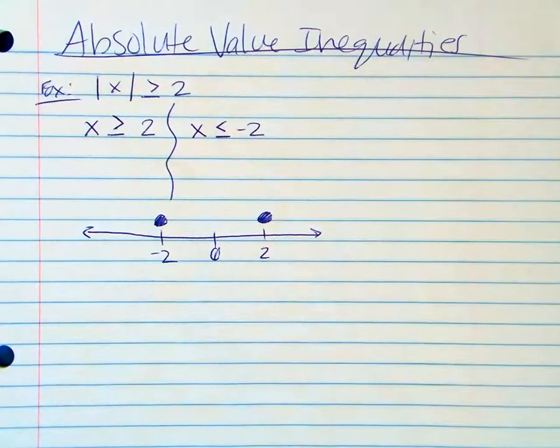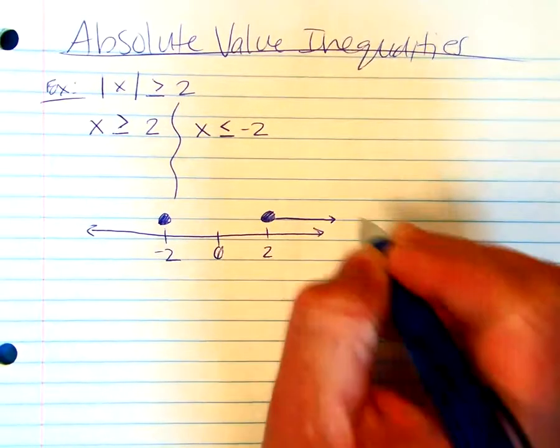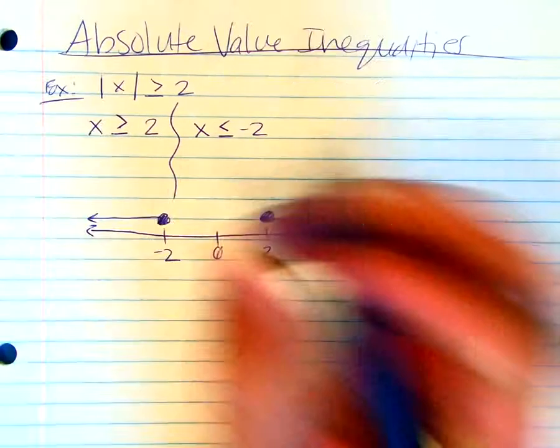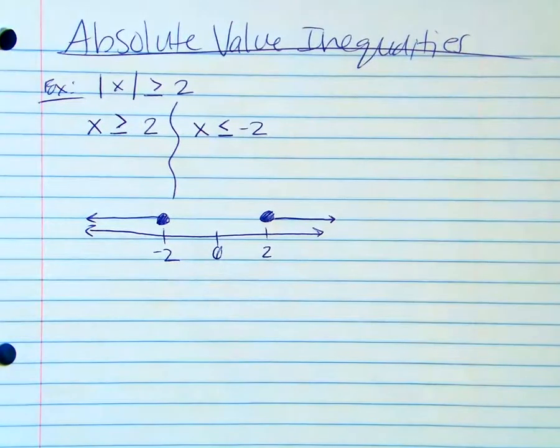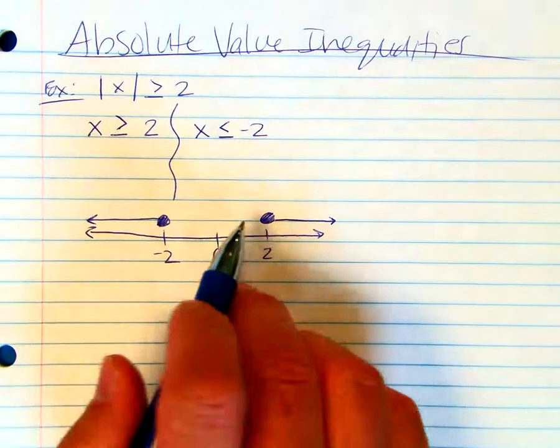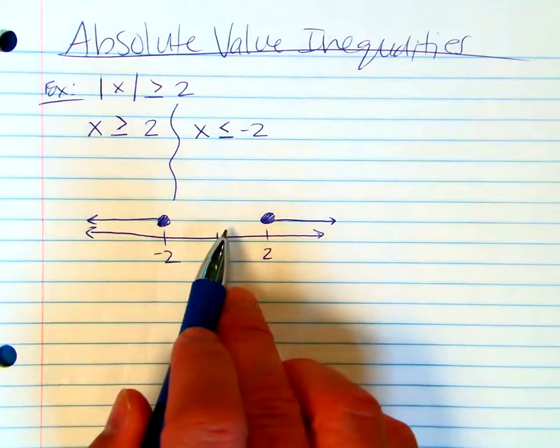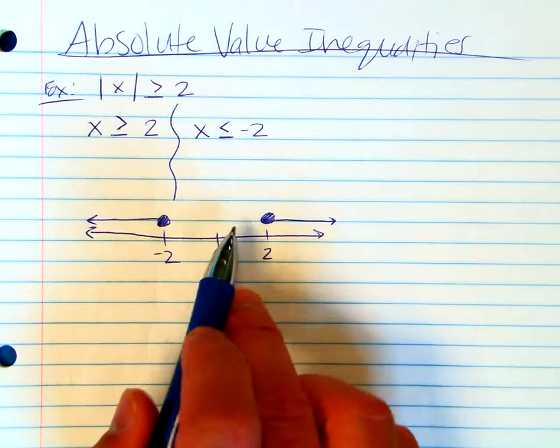So for this one, nothing overlapped, and we don't really have to think it through. So for this one, we're all set. They point in opposite directions. You can check this by testing numbers that are in between. If you're ever unsure, pick a number.